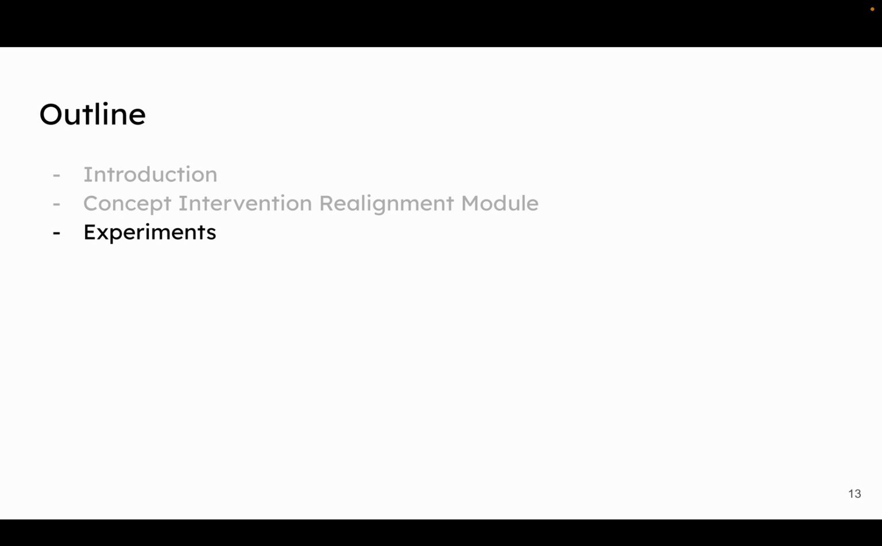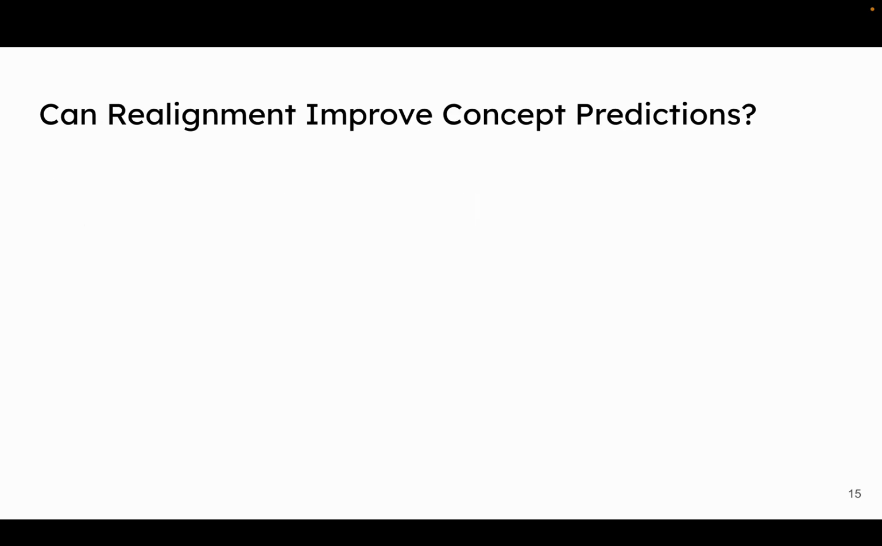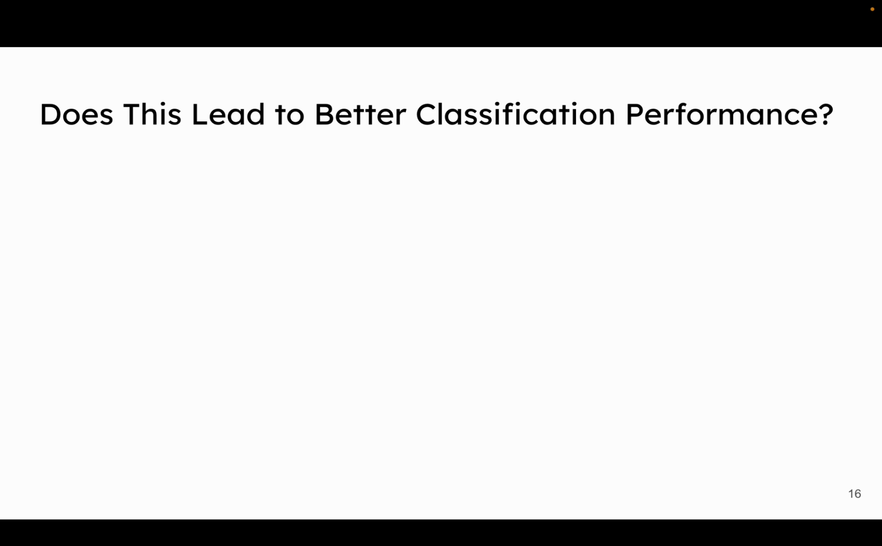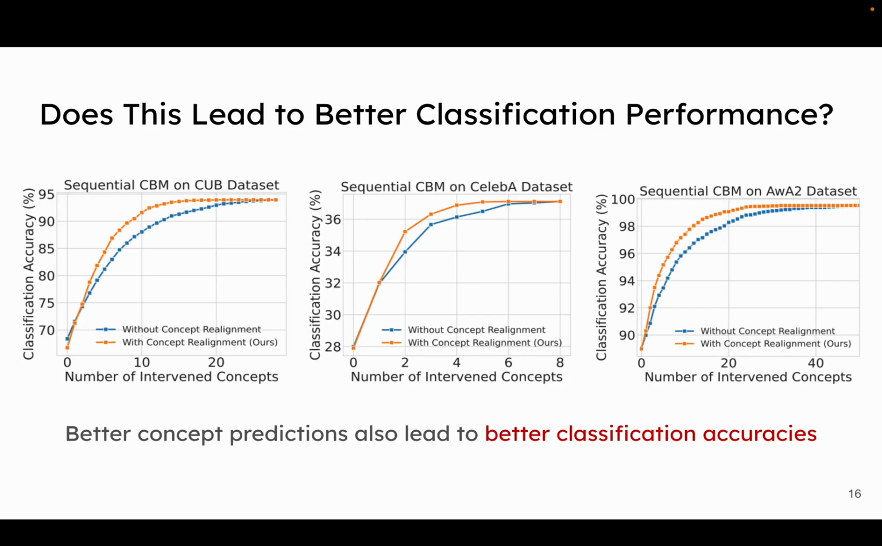Now, let's look at some results. First, we show that realigning concepts after intervention improves concept predictions, leading to up to 70% reduction in the amount of interventions required to reach a target performance. We also find that improved concept predictions lead to better classification accuracies across all datasets. This highlights that our method reduces the amount of human effort required to reach a target performance.